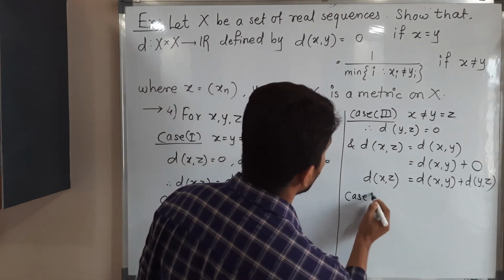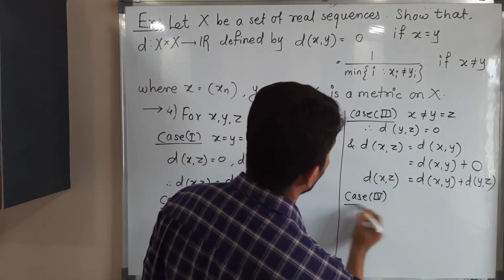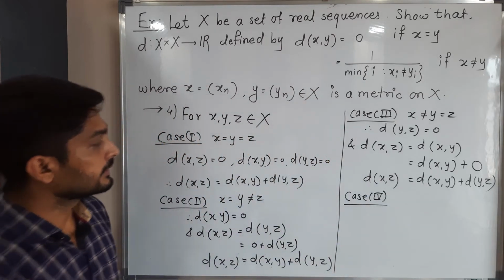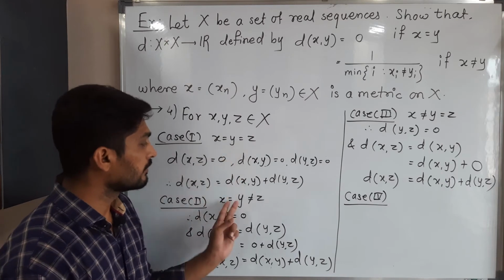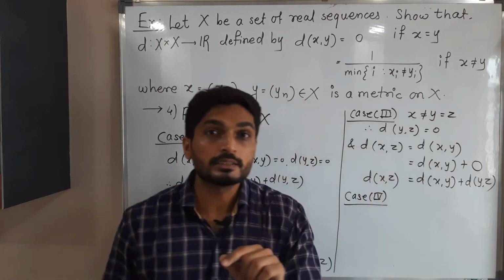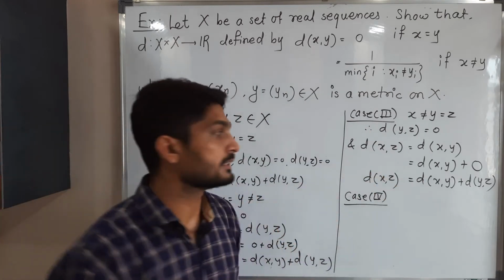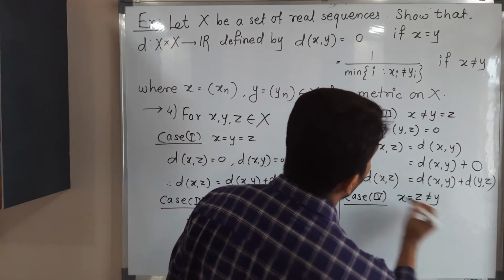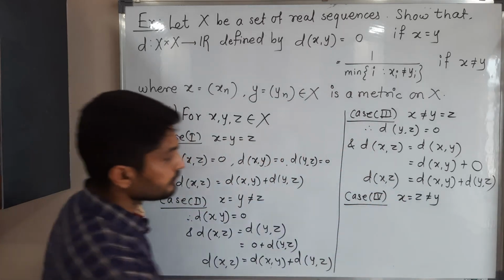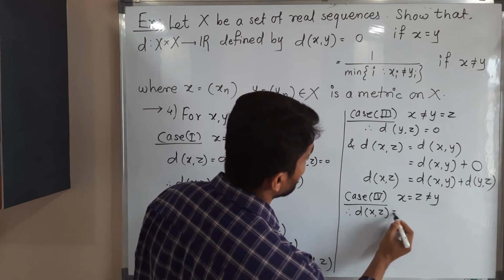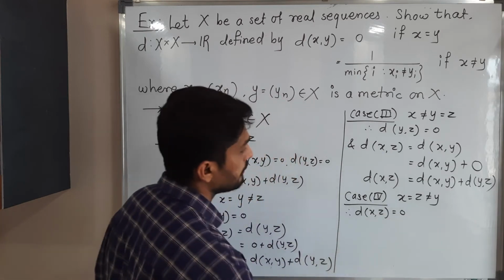Case number 4. What is our case number 4? Yeah, see, all are same. First 2 are same, last 2 are same. Now I will consider first and last are same, middle one is different. That means x is equal to z, which is not equal to y. So therefore, d of xz is 0 in this case. Agree with me, since x and z are same.